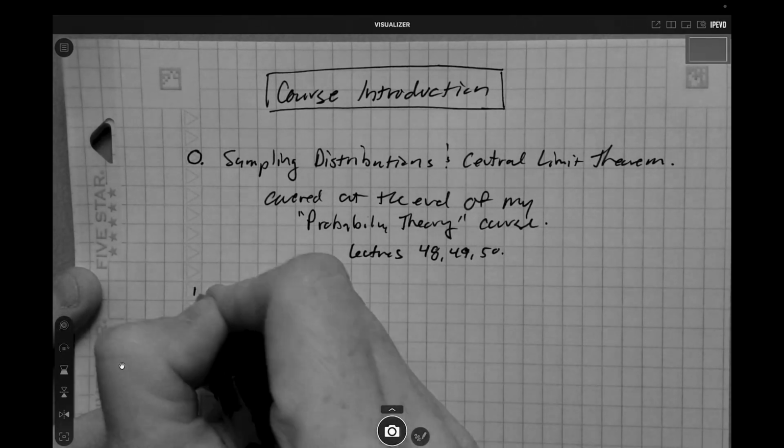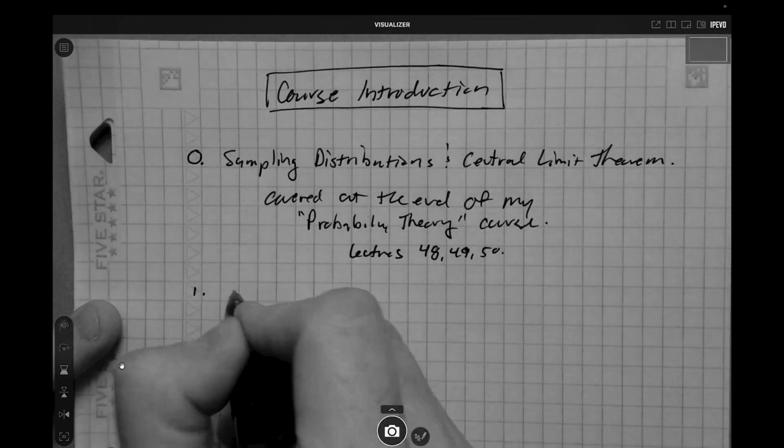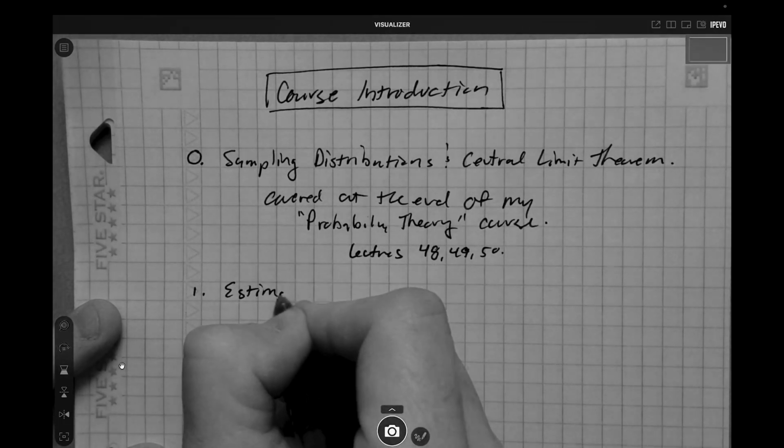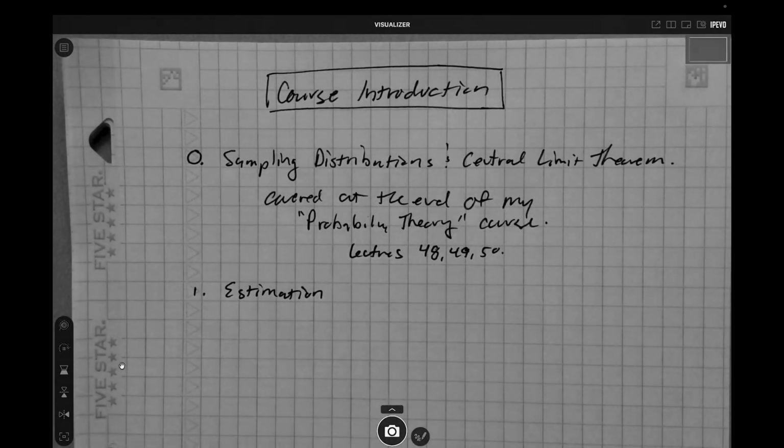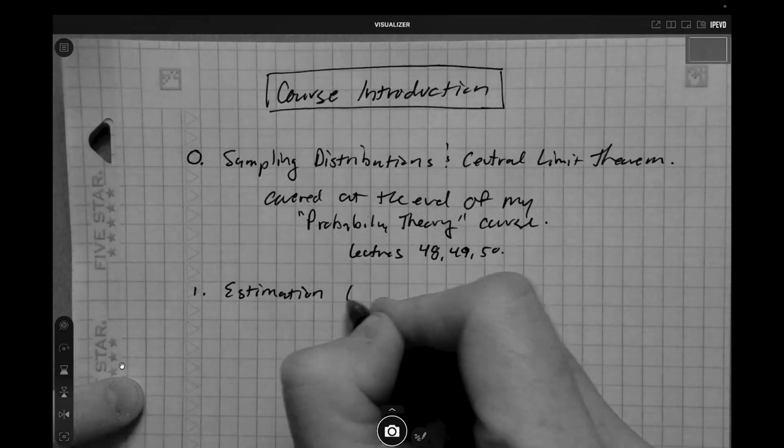Okay, so this course is going to start with the topic of estimation. This is going to be all about what is an estimator, what's a point estimate, what's an interval estimate, etc. What are some examples of it, talking through things like the bias of an estimator, the mean square error of an estimator, and just getting to know this idea of estimation. We'll probably have about 8 lectures on that.